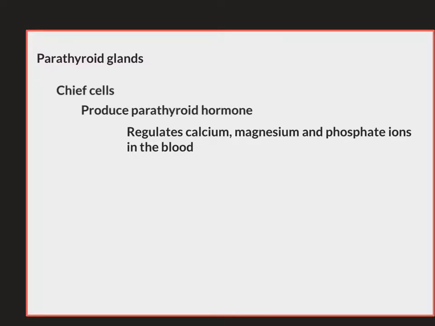Because more phosphate ions are lost in the urine than is gained from the bones, parathyroid hormone decreases blood phosphate levels and increases calcium and magnesium levels in the blood. Another effect that parathyroid hormone has on the kidneys is to promote the formation of the hormone calcitriol. Calcitriol is the active form of vitamin D.